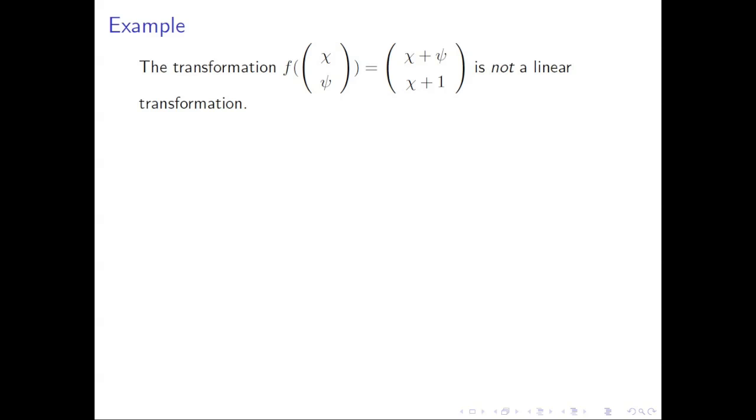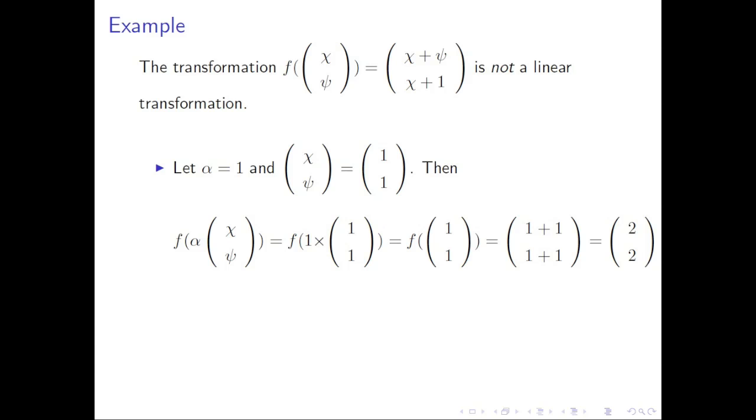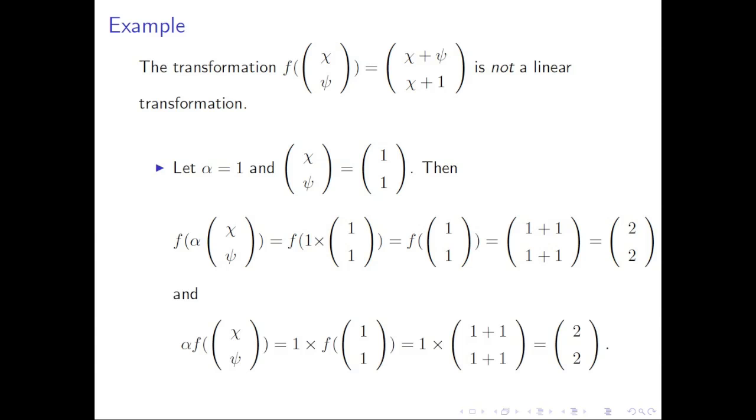How do you show that something is not true? You give a counterexample. So, let's see if we can find an example where scaling a specific vector and then transforming it is not the same as first transforming the vector and then scaling it. Let's first try the scalar 1 and vector 1, 1. If we evaluate f of alpha times x, we get the result vector 2, 2. If we evaluate alpha times f of x, we again get the result vector 2, 2.